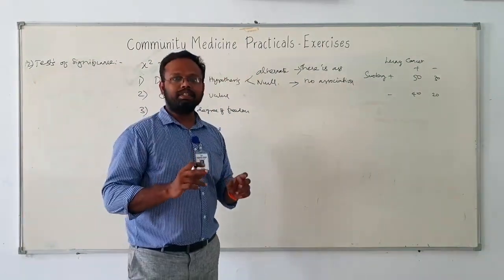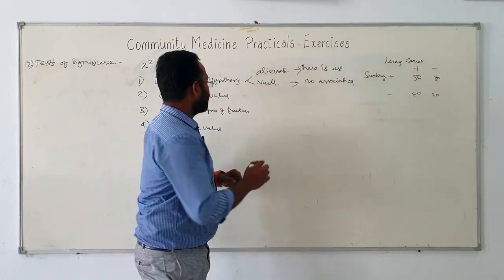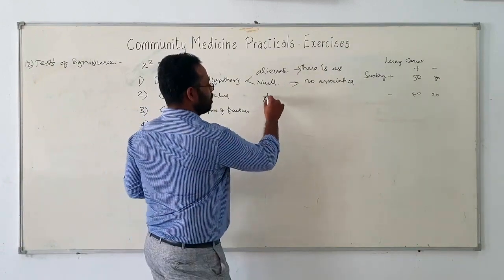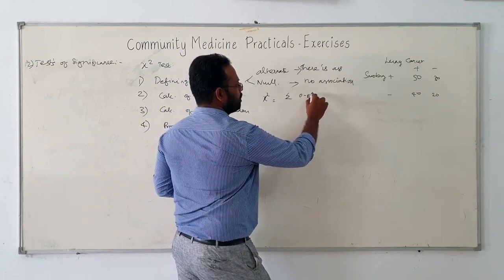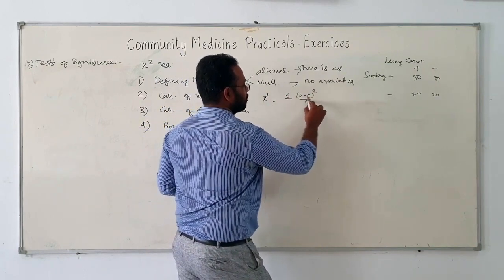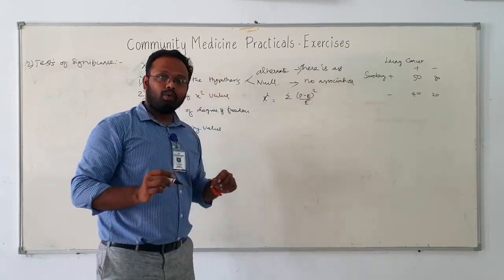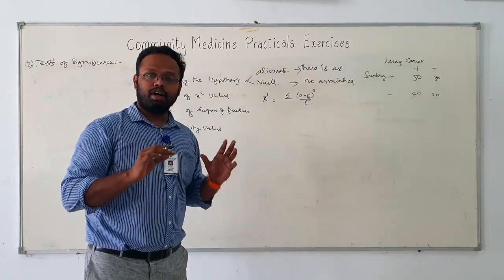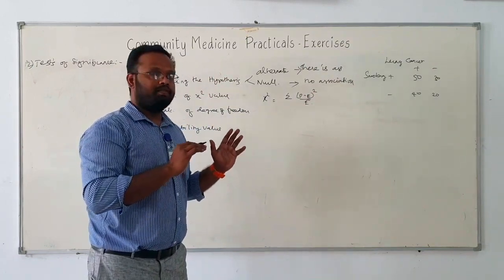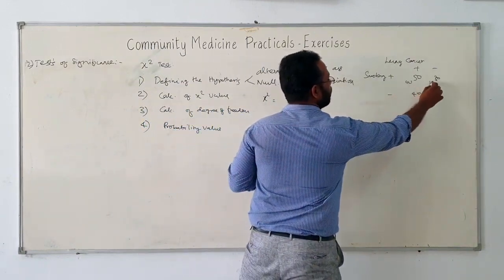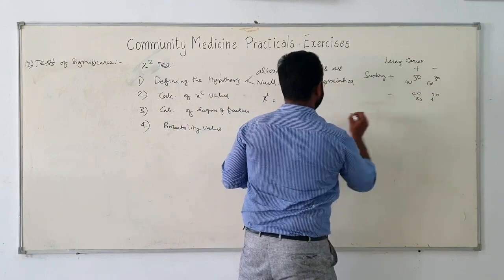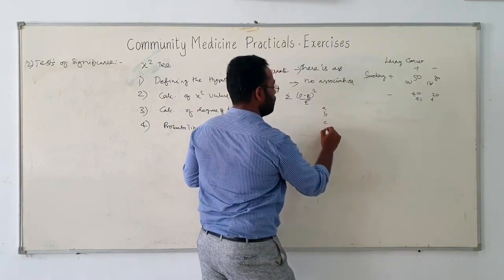The second step is calculating the chi-square value. Chi-square value is given by the formula sigma observed minus expected the whole square divided by expected. So like how we put a table for standard deviation, we have to put a table here also. We have to assume this is A, B, C, D. So A, B, C, D.